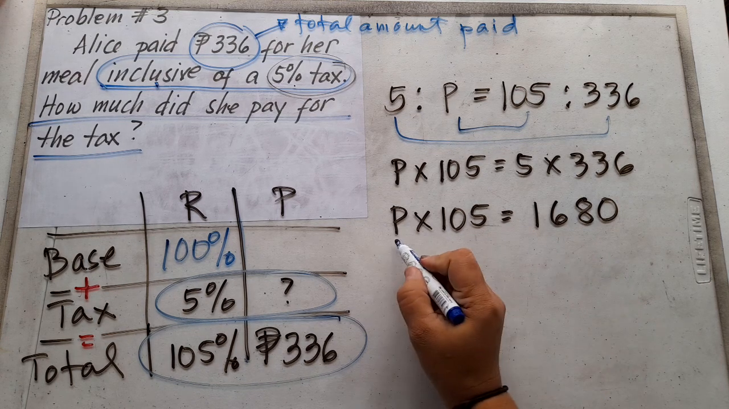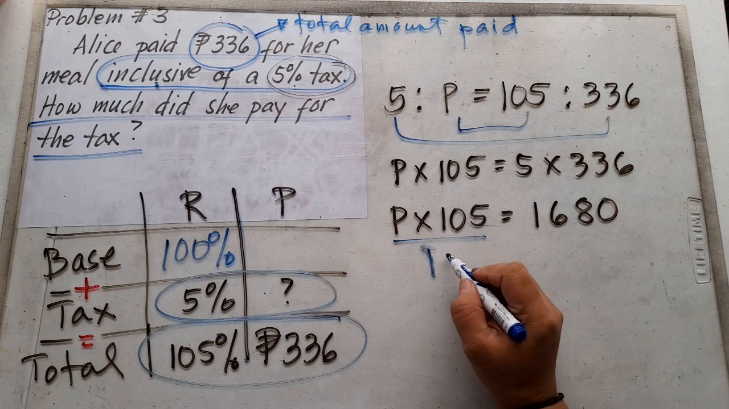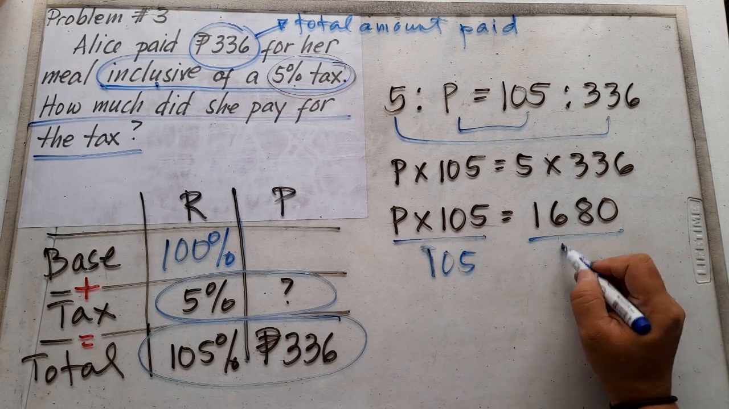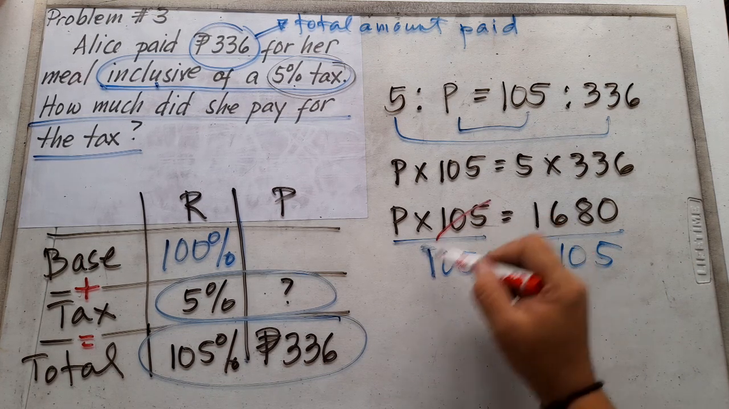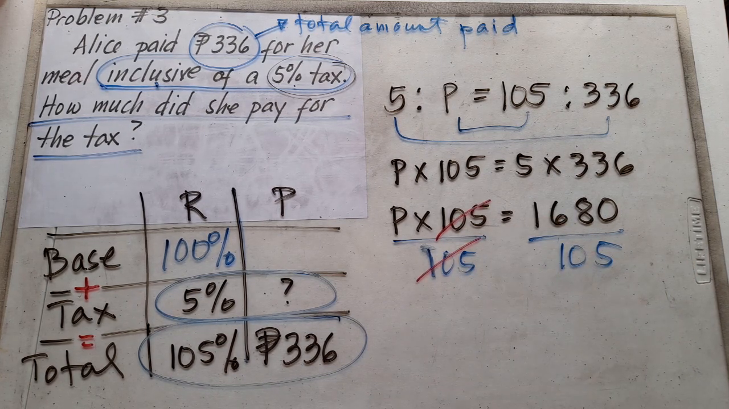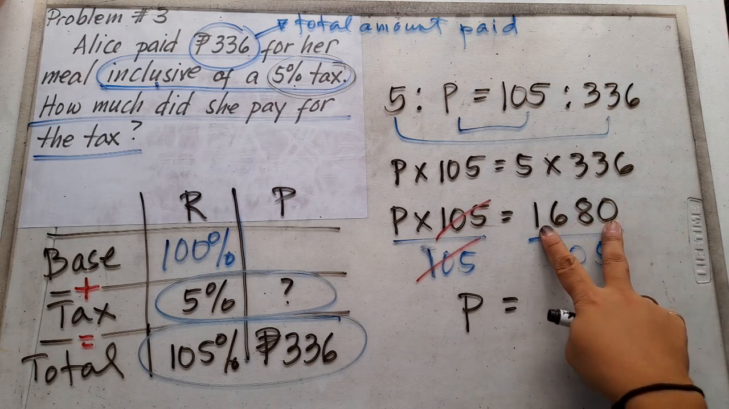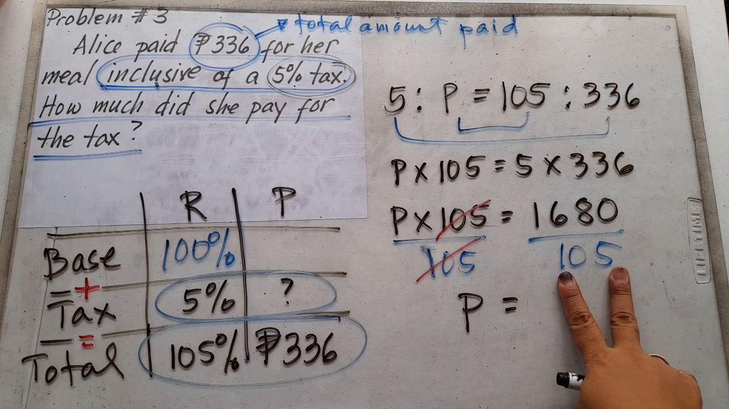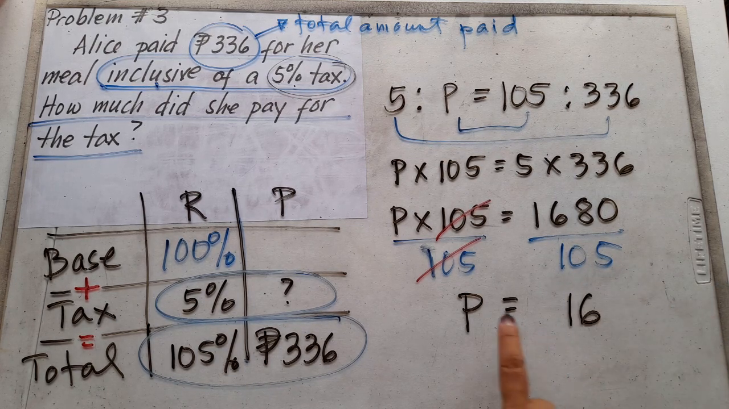Okay, solving for P, we divide both sides by 105. So, we could cancel this out. Then, we can proceed to dividing 1,680 by 105, which is 16. Okay? And here, 16, yung question mark natin is under P, may peso sign.